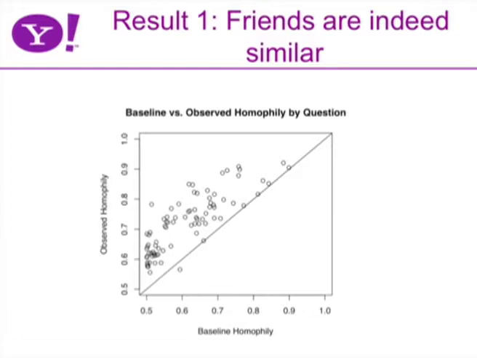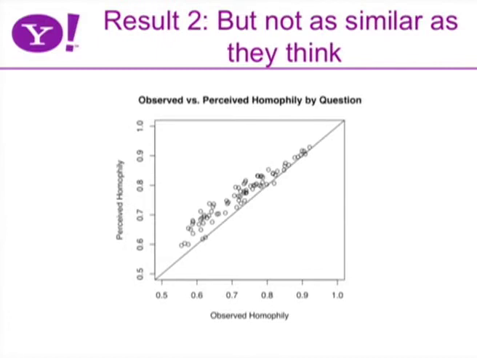And each one of these circles is a question. So what you're seeing here, because all these circles fall above the diagonal, friends are more similar than strangers. And that's what you'd expect. Good friends are more similar than casual acquaintances. So all these results are very sensible. Friends are also, by the way, think that they're more similar than they really are. So this is again the observed homophily, and this is perceived. This is the answers that people give.